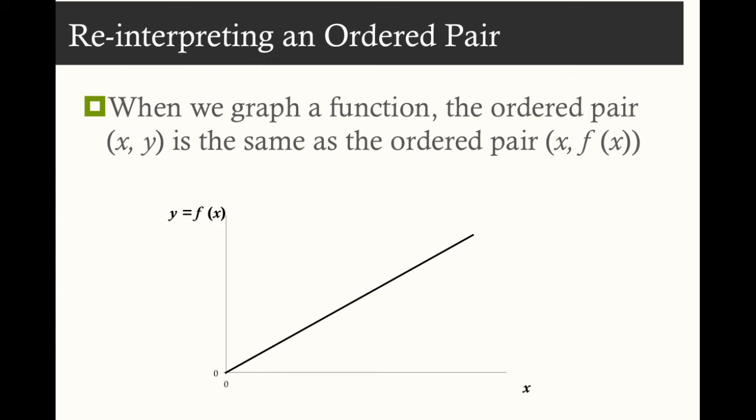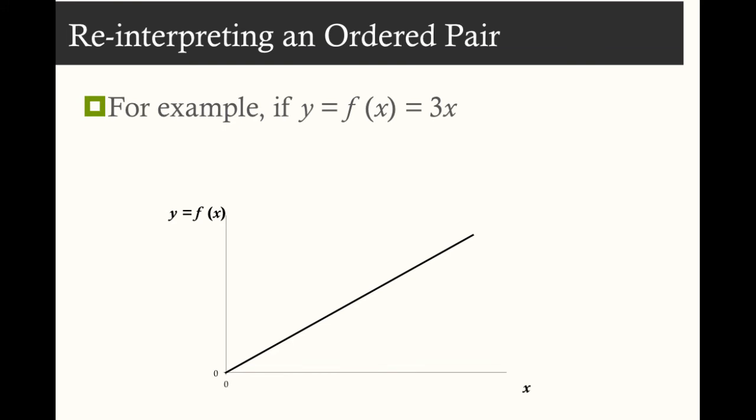So when we graph a function, the ordered pair x, y, which you're used to, is the same as the ordered pair x, f of x. So on the graph here, I still have my y and my x coordinates, and I'm just putting in y equals f of x. So at point A, when x is equal to x sub 0, y is equal to f of x sub 0. At point B, when x is equal to x sub 0 plus change in x, then y is equal to f of x sub 0 plus change in x.